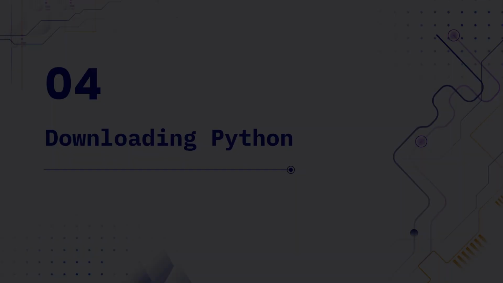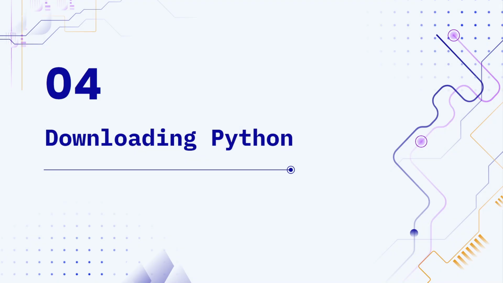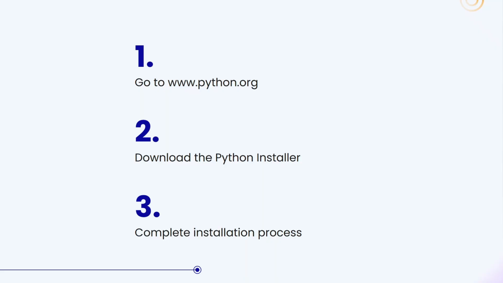Number 4, we're going to download Python. There are 3 easy steps. I'm going to lead you through them, but it's really easy. Just go to python.org, download the installer, and complete the installation process. Let's check that out.